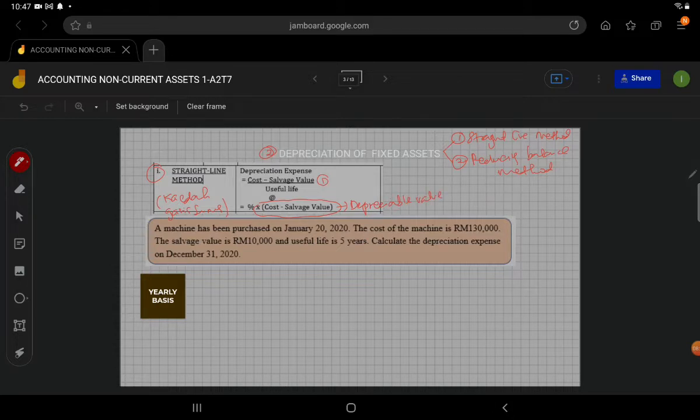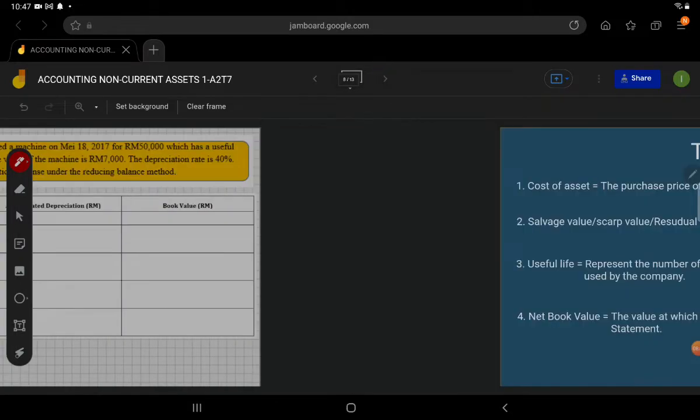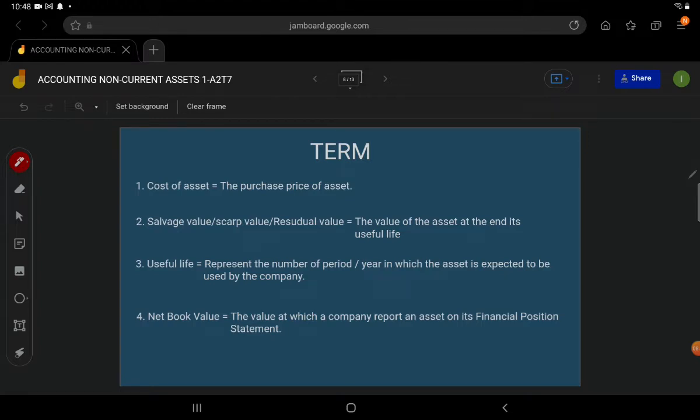Ataupun kita boleh katakan dekat situ, bila cost tolak dengan salvage value, okay, kita akan dapat cost yang boleh disusutnilaikan. Okay, before that, sebelum kita buat calculation, kita kena tahu dulu apa dia cost, salvage value, useful life. Alright, kita nak tahu apa terms-terms yang ada under depreciation. Okay, ini adalah terms-terms yang you all kena tahu dan yang kita akan jumpa under depreciation.